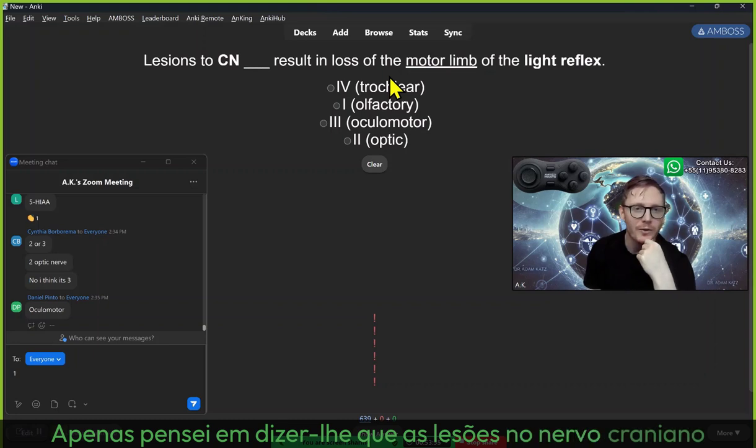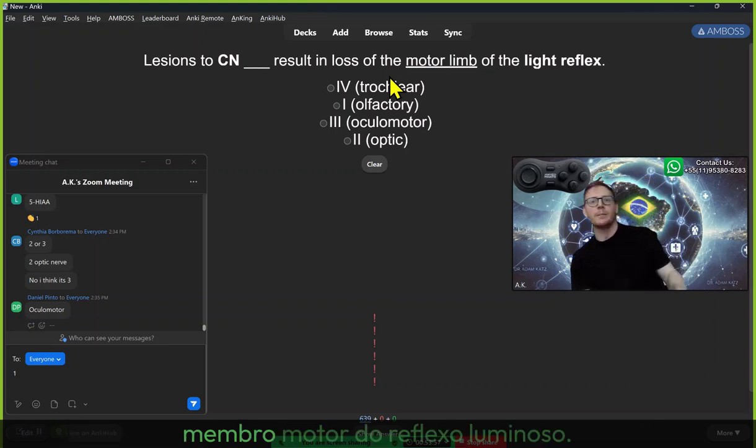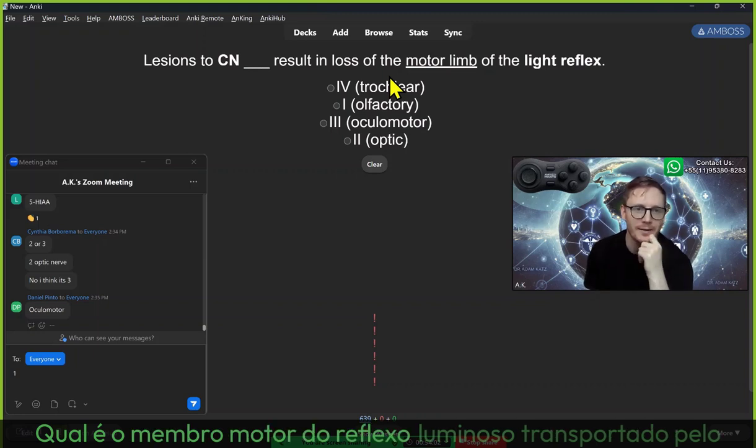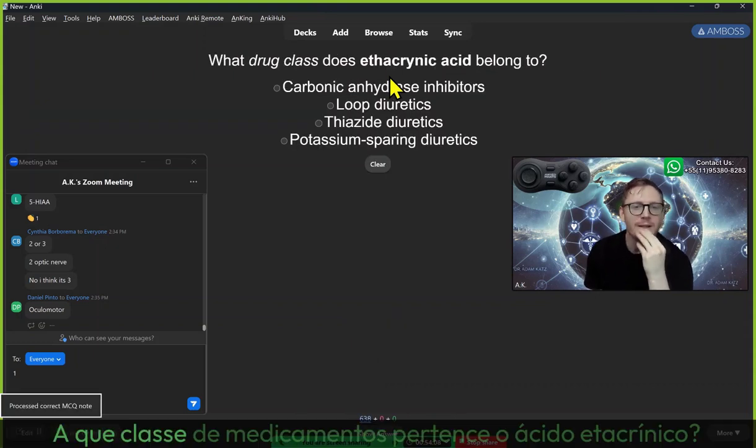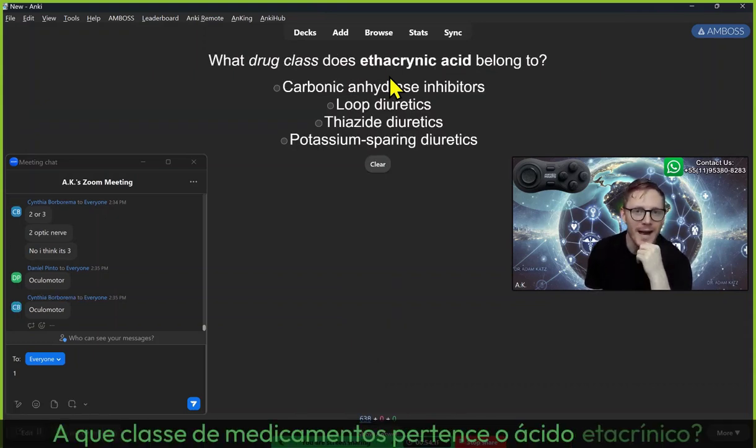Lesions in cranial nerve blank result in loss of the motor limb of the light reflex. What is the motor limb of the light reflex carried by? Oculomotor? Okay. What drug class does ethacrynic acid belong to?